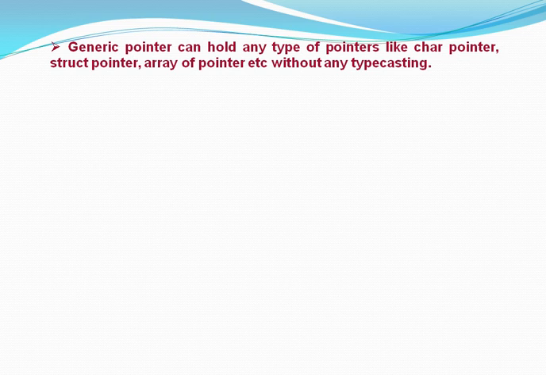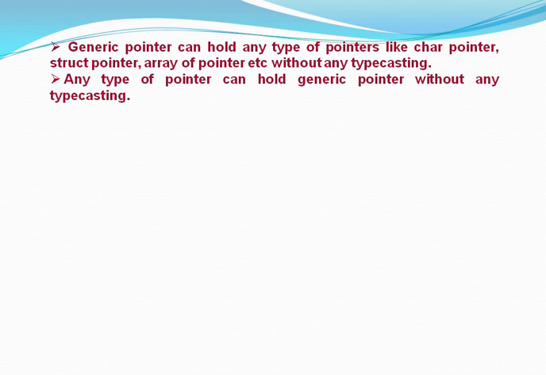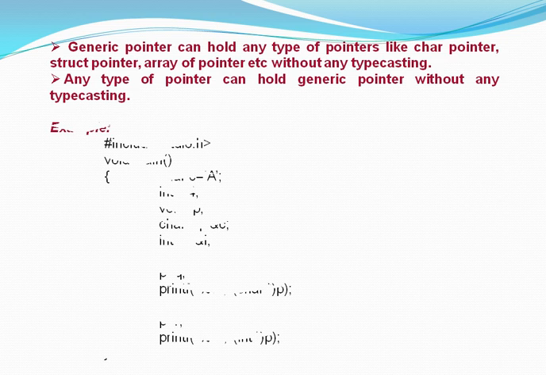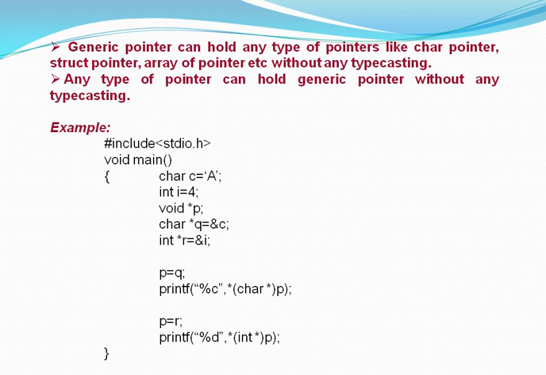A generic pointer can hold any type of pointers like character pointers, struct pointers, array of pointers, etc., without any typecasting. It means we are taking one example. Here we have declared one character variable c = 'a', integer i = 4, void *p. Now we create another variable, char *q = &c. It means we are initializing the address of c in variable q. Now we have another pointer variable, int *r = &i.